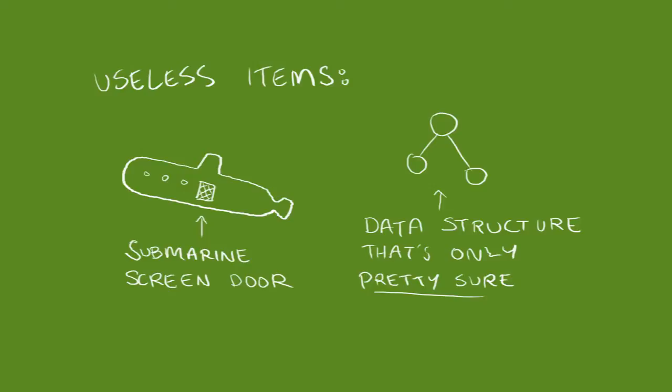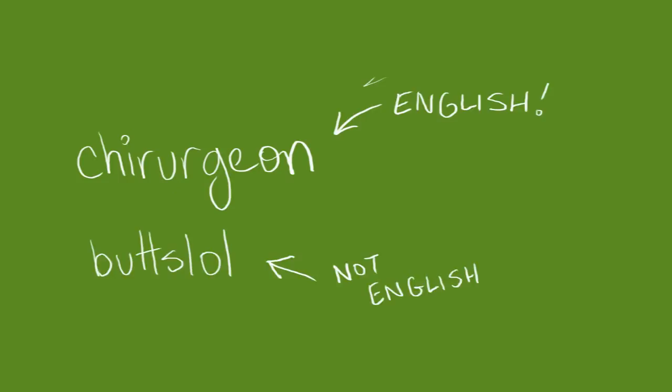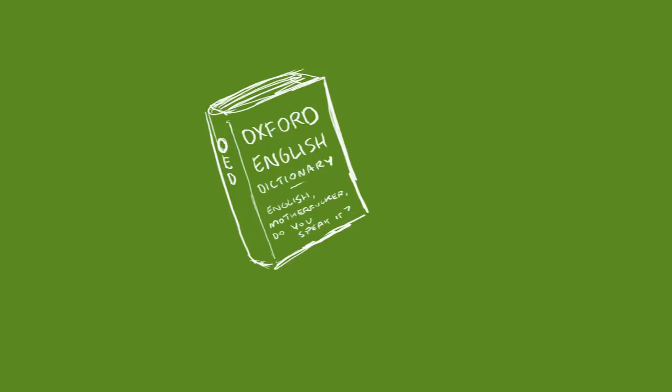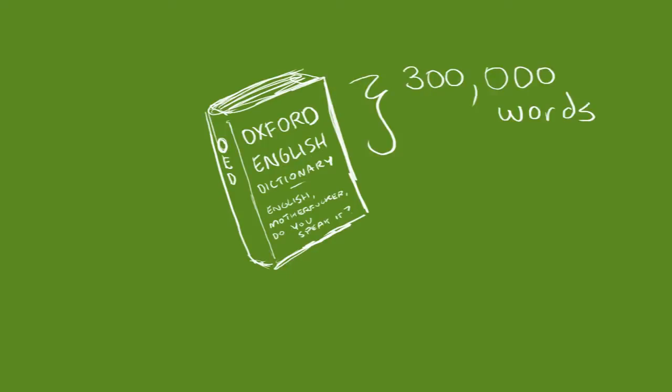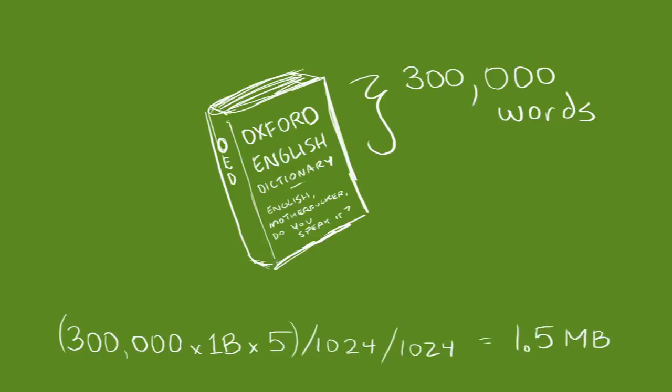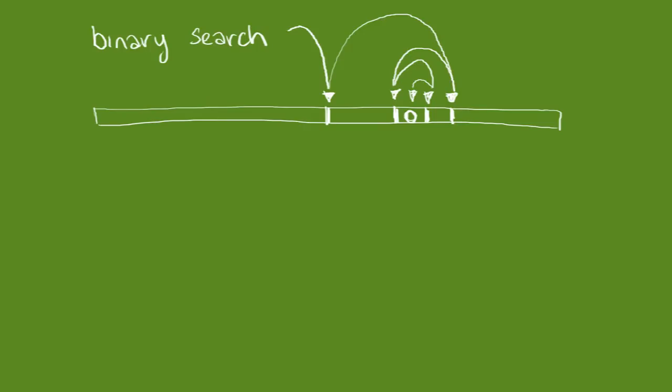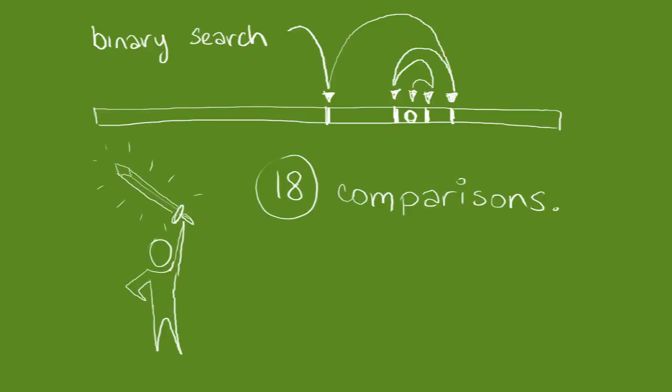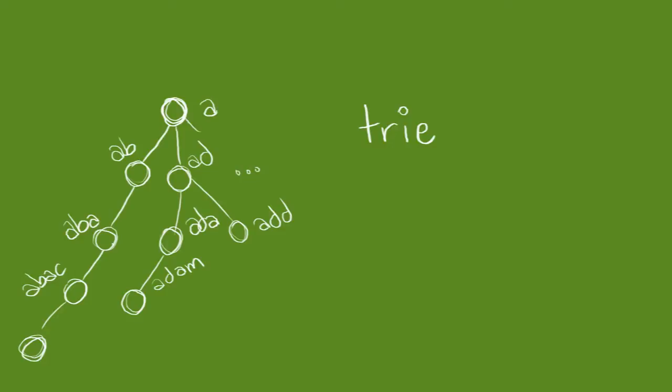Let's construct an example. Let's imagine we need to be able to check if something is or is not an English word against the entire Oxford English Dictionary, all 300,000 words of it. At 1 byte per character and an average of 5 letters per English word, that gives us about 1.5 megabytes of data to poke through. A binary search through this list should take us about 18 string comparisons, but we can do better. We could store the whole thing as a tree, but we've already covered that data structure.